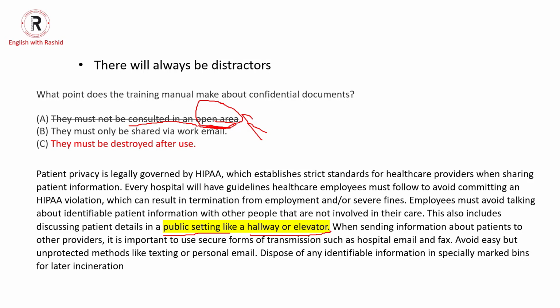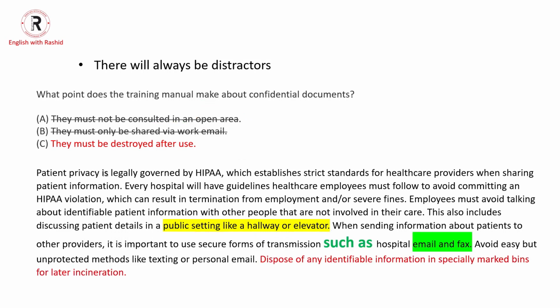Now let us look at option B. Option B says they must only be shared via work email. Only be shared, and must. So it means there shouldn't be any other way or vehicle or channel used for conveying or communicating this information.